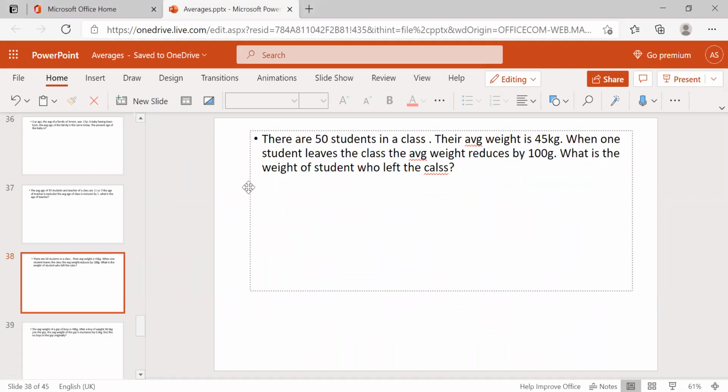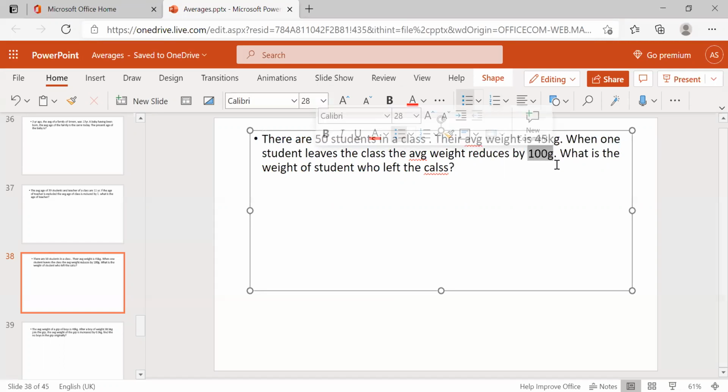There are 50 students in a class. Their average weight is 45. When one student leaves the class, the average weight is reduced by 100 grams. What is the weight of the student who left the class? See here, that's the reason I'm saying to read the question clearly. The weight they gave is 45 kgs, and the weight is reduced by 100 grams. Previously it was kgs, now it is grams.